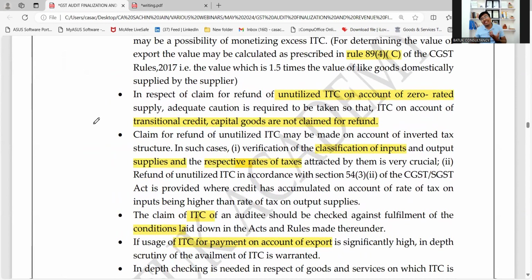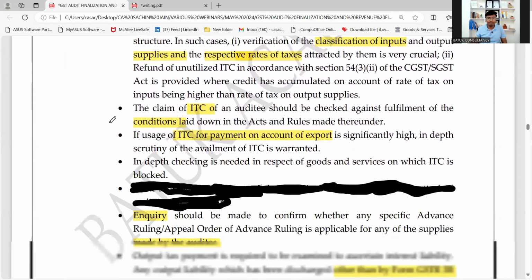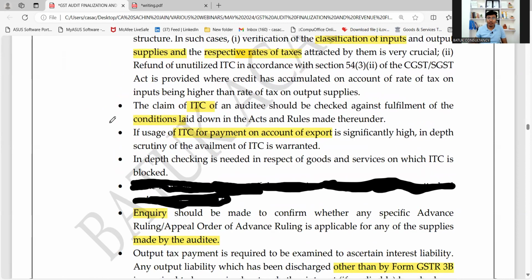Also, when we are checking the refund file, we also need to check that the refund is not claimed for the capital goods. Okay. Whenever you are going to check the input tax credit, you have to check the various conditions laid down regarding the input tax credit. Okay.